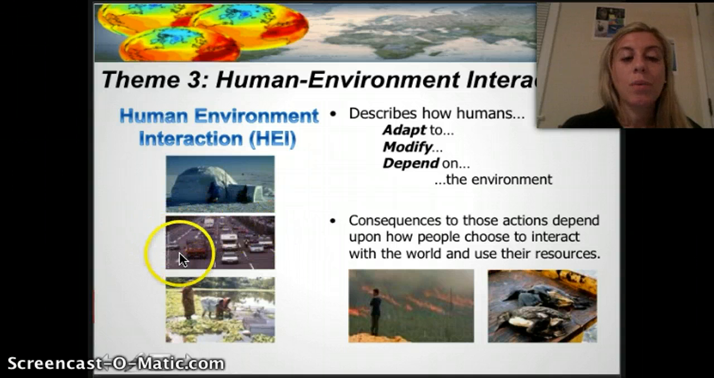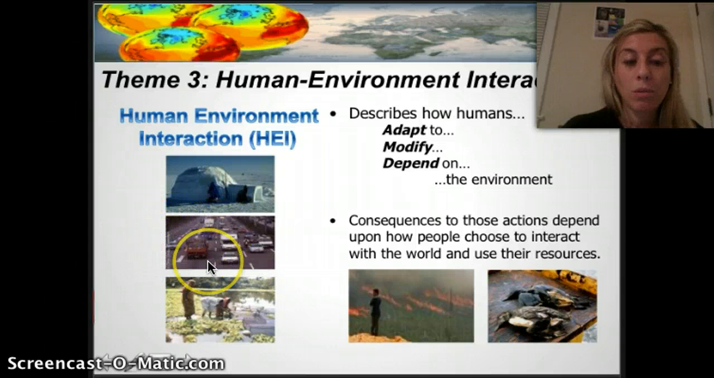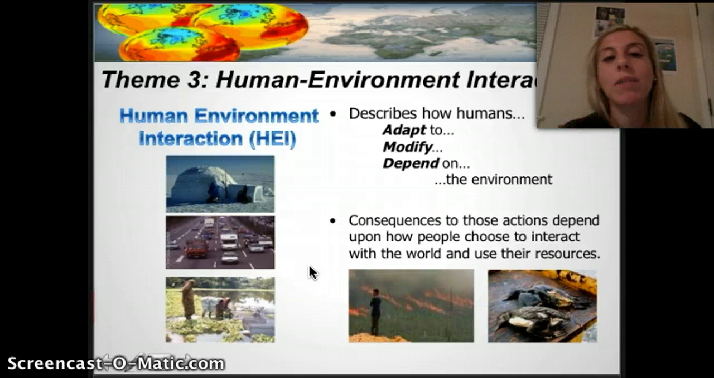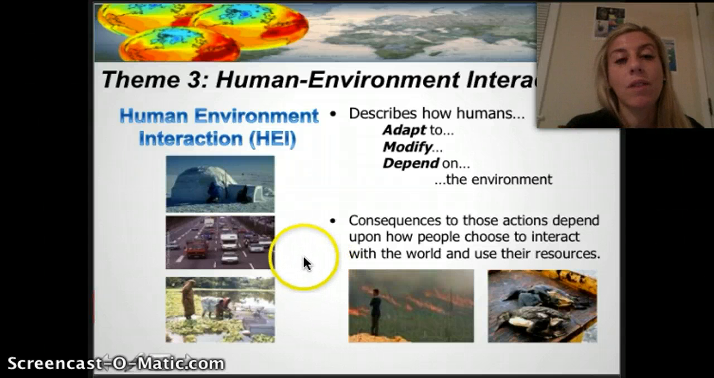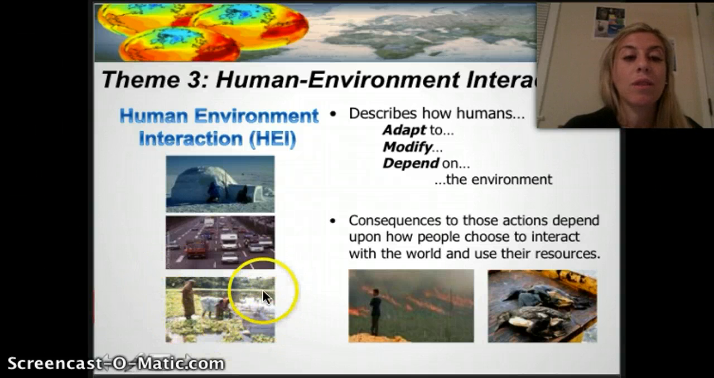Modify the environment. Years ago, people got around on horse and buggy. Now we've built roads so that we can commute in automobiles. That would be a modification we've made to the land and our environment. Depending on our environment. This is how we need and use the natural resources of the environment.